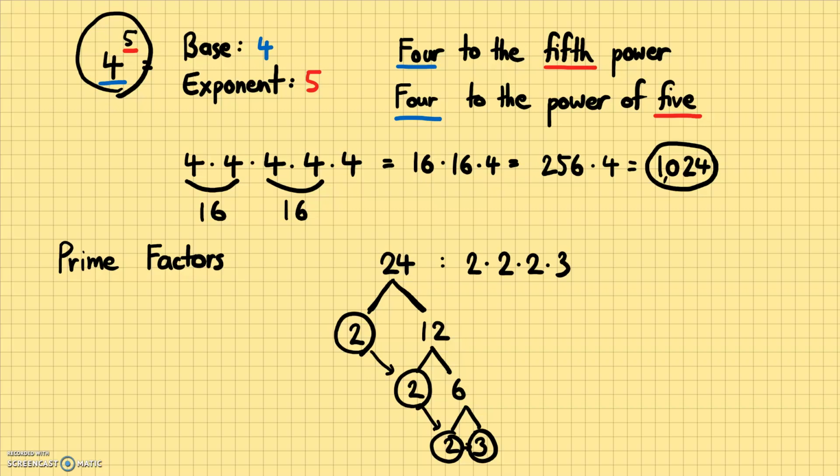But you can simplify this expression with exponent. We have 1, 2, 3 2's that are being multiplied. So you can write this as 2 cubed times 3. Like this. Okay, so you can use exponents to express prime factors like this.